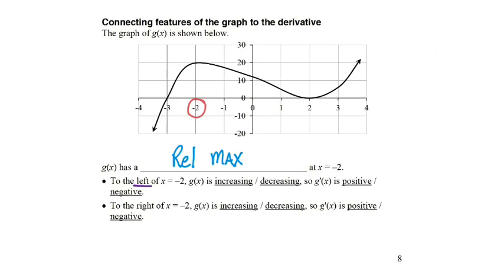So now, if we look to the left of that -2, we can see our graph is headed upward, which means the function itself is increasing. And the derivative, which is the slope of tangent lines in this region, is positive because all of these slopes are headed upward. Now, when we look to the right of -2, we can see that the function itself is headed downward, so the function is decreasing, and the slope of all points in that region are negative because they're headed down when viewed from left to right.